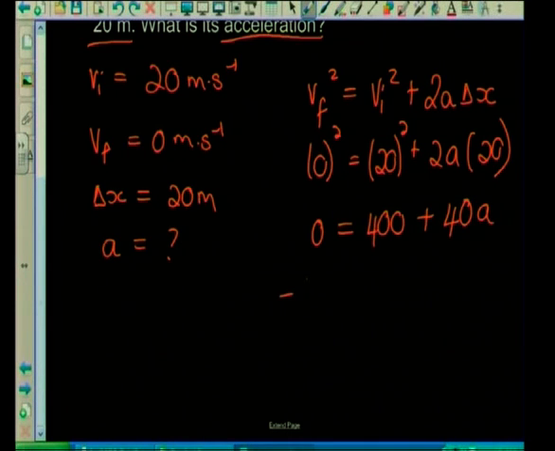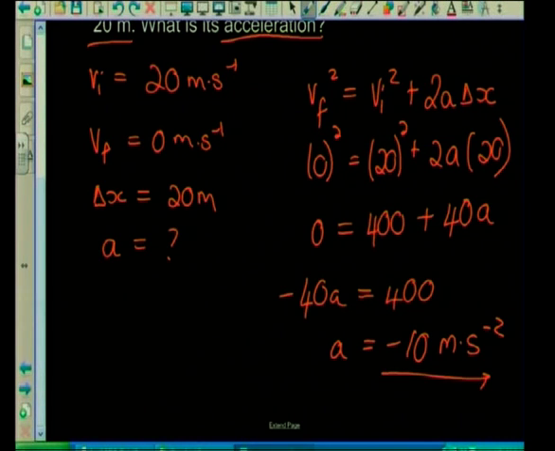So this becomes minus 40A equals 400. And there's our answer, minus 10 meters per second squared, which makes sense because that means it is decelerating. It's getting slower. Okay, because it's slowed down to a stop. Ready for something a little more complicated? Of course you are. Next one.